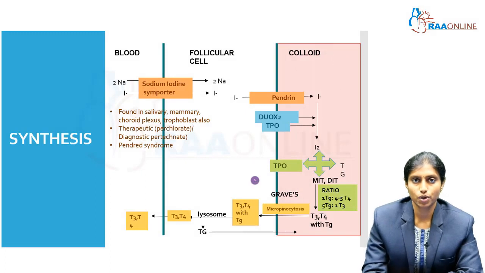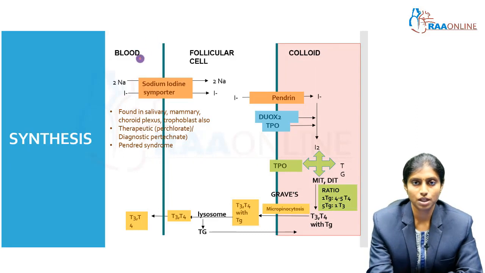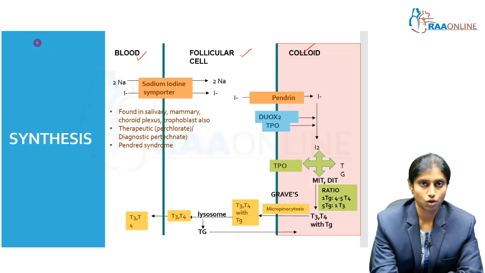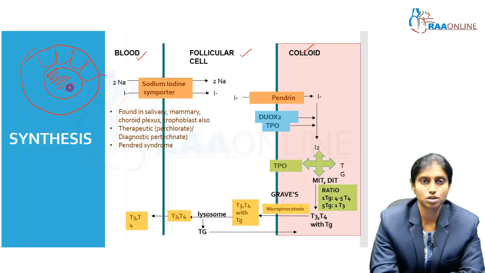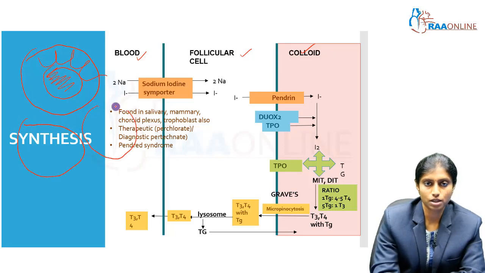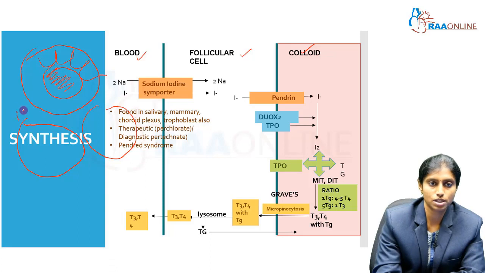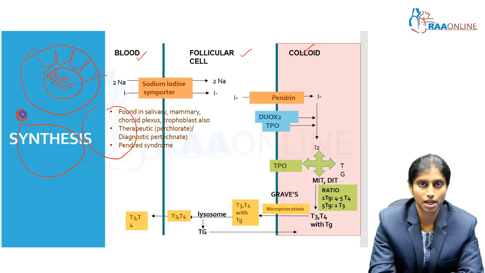So this is a slide showing how thyroid hormone is synthesized and how it is transported in the thyroid gland. We will have 3 compartments: the blood, the follicular cell, and the colloid. First we look at the histology of the thyroid gland. The thyroid gland consists of multiple follicles. The center of these follicles contains a pink material known as the colloid, and surrounding this colloid we have cuboidal epithelial cells. These cells are known as the follicular cells. In between these follicles we have the parafollicular cells or the C cells. These parafollicular cells produce calcitonin, which is concerned with calcium metabolism.